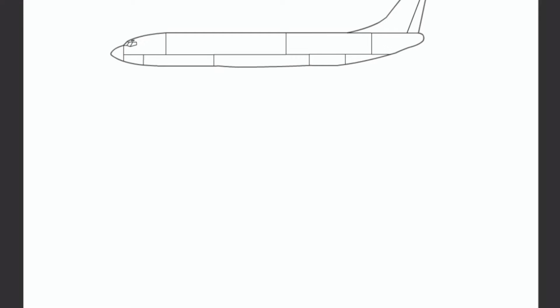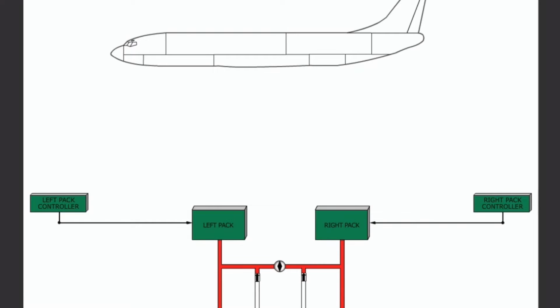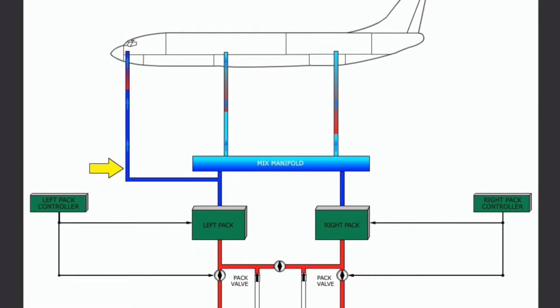A portion of the air conditioning system controls temperature by using two identical packs to process bleed air from the engines, APU, or a ground air source. Bleed air enters the system from the left and right engines through pack valves. The conditioned air from the left pack then flows to the flight deck where it is used for heating and cooling. The flight deck requires minimal air.